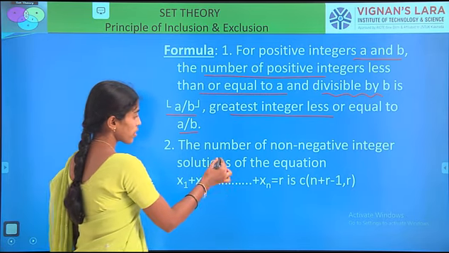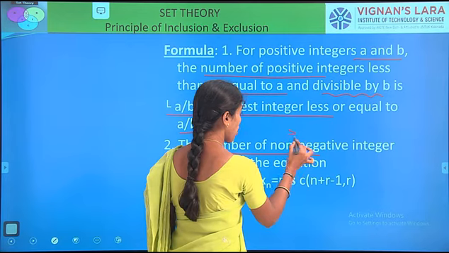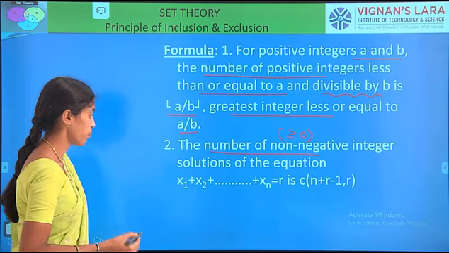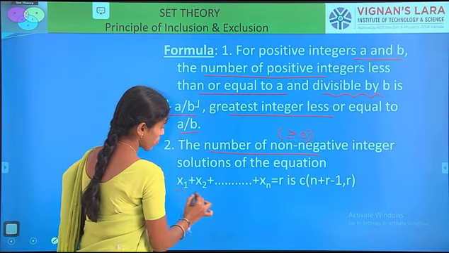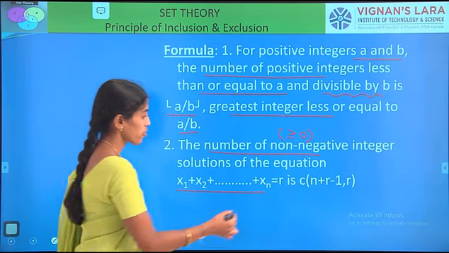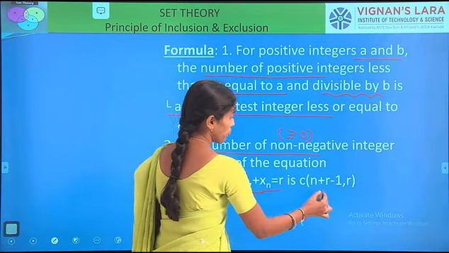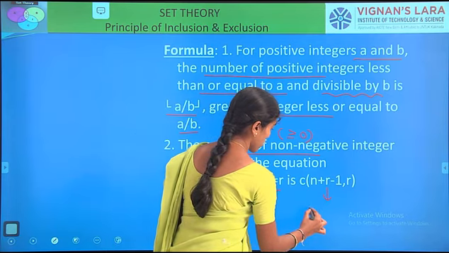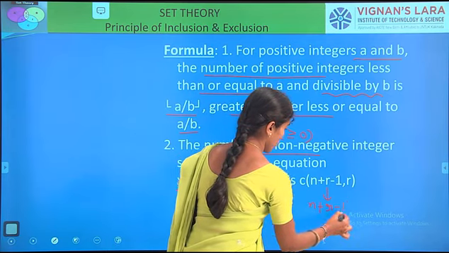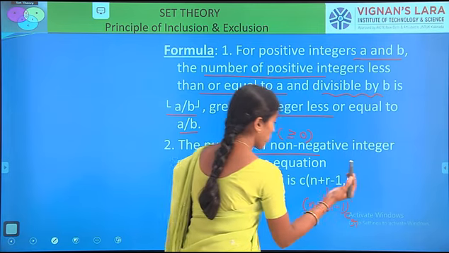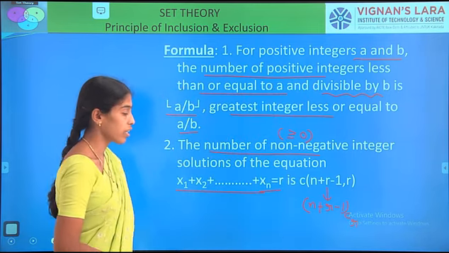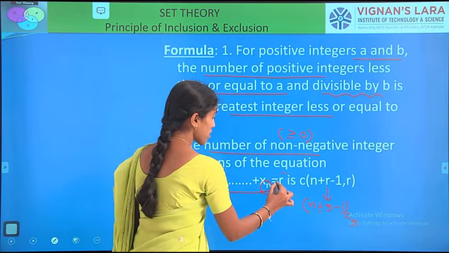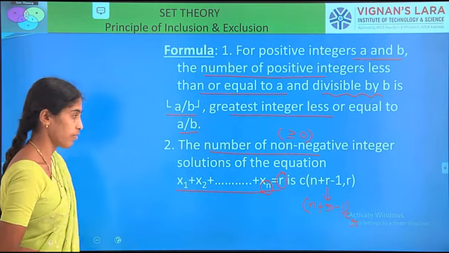Next, the second formula is the number of non-negative solutions. The meaning of non-negative is it must be greater than or equal to 0. Solutions of the equation x1 plus x2 plus and so on xn is equal to r is C of n plus r minus 1 comma r, which is the same as n plus r minus 1 C r. Here n is the number of variables, and r is the right side value of the given equation.